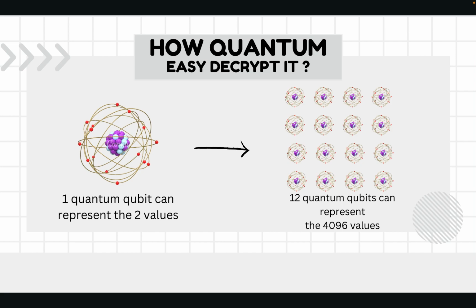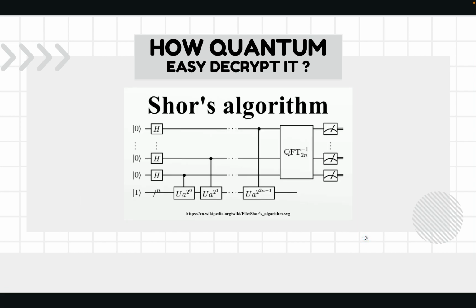It can represent a total of 4,096 values. A quantum computer does not have only 12 qubits; it can have thousands or millions of qubits. And it is not only this characteristic of the quantum computer that can help it solve the mathematics we use for encryption nowadays.